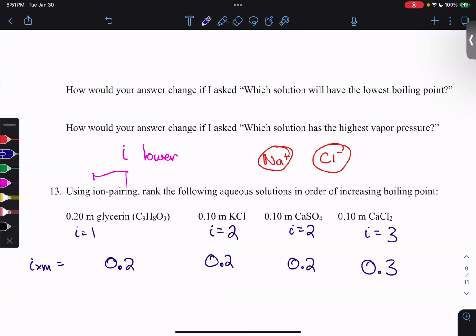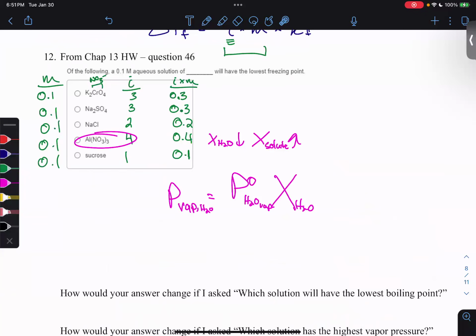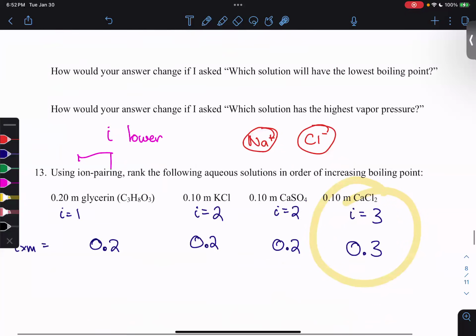So of these solutions, which one has the what? We're doing boiling point, highest boiling point temperature. This one. This one's the highest because that's the most particles. How the heck do we differentiate between these two? We use ion pairing. Yes. So when your I times M products are the same for two substances, you look further into ion pairing. We don't have to use ion pairing for this example because the I times M products are so different, they order themselves. But in this example, we have 3 things with the same I times M. So let's see if there's any deviations that can help us differentiate them.